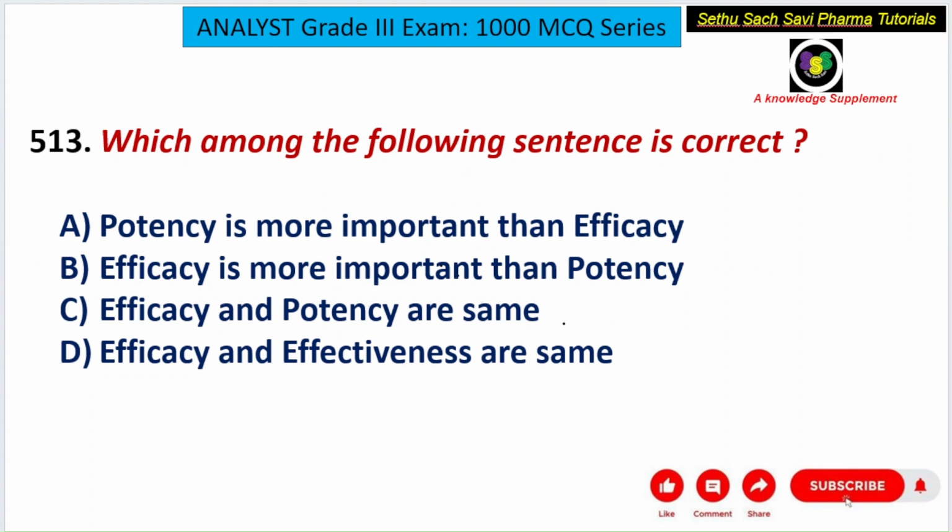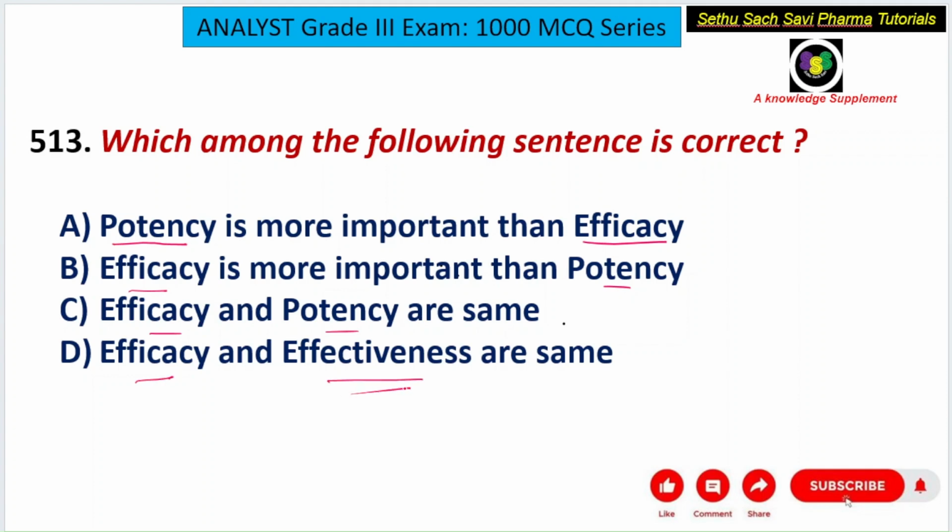Okay, let's move on to the next question of the day. Which among the following sentences is correct? So again, a question from pharmacology. A choice, potency is more important than efficacy. So here two terms are there: potency and efficacy. The second choice, efficacy is more important than potency. The third choice, both potency and efficacy are same.